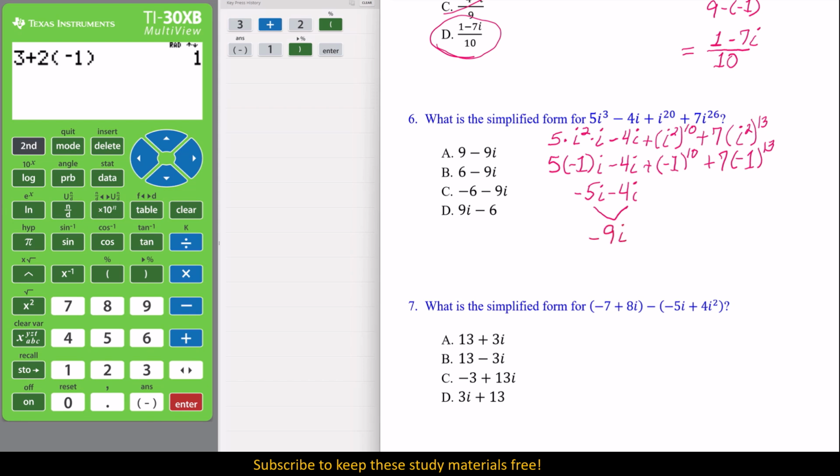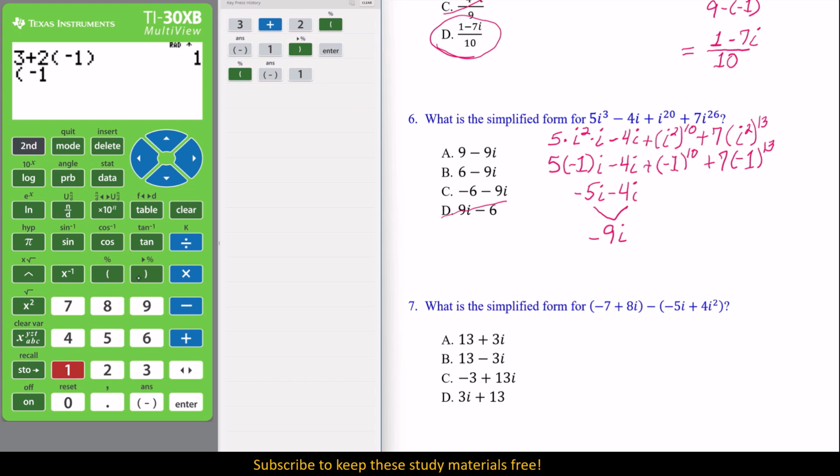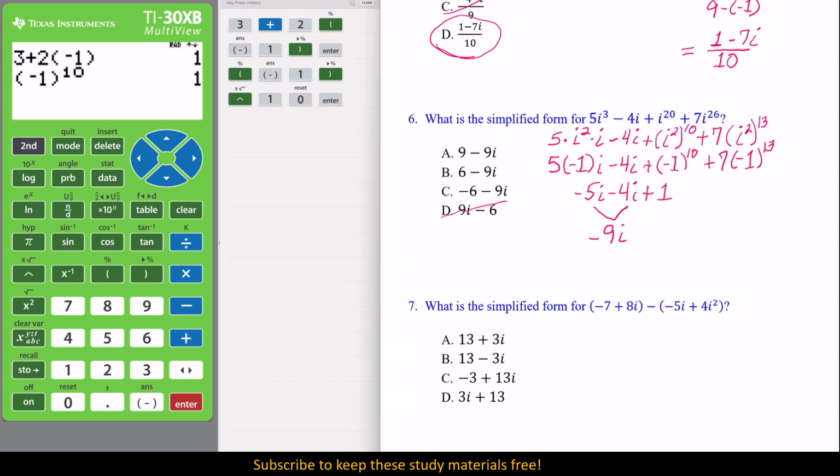Well, -9i, that's several options. I don't know how helpful that was, but at least we got rid of one option. Now let's look at this. What is (-1) to the 10th power? Parentheses, -1, carry it up to the 10. It's just 1. So, plus 1.